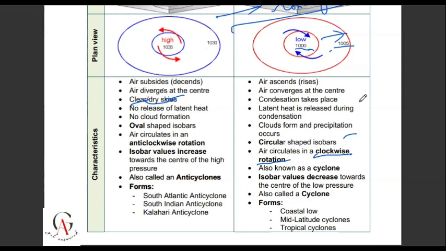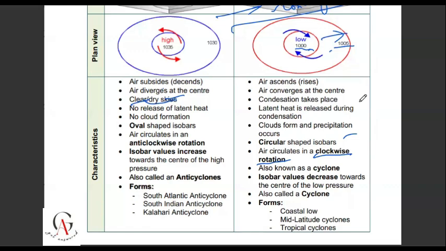If you are to look at the northern hemisphere, the circulation into the low is anti-clockwise. Circulation of air into the low pressure cell in the northern hemisphere is anti-clockwise. It's the opposite of what happens in the southern hemisphere. But basically for our studies, we are more focused on our southern hemisphere, since our questions are typically related to our typical climatic conditions in the south.